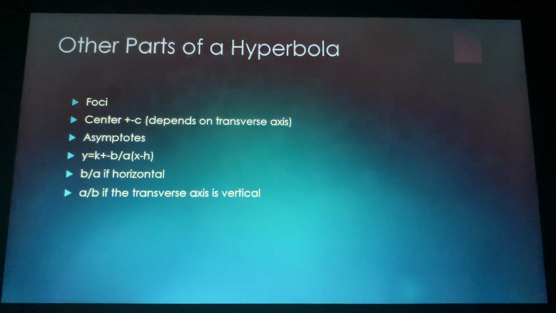The equations for the asymptotes are y equals k plus or minus b over a times quantity (x minus h). But it's only k plus or minus b over a if it's horizontal. You'll switch b over a with a minus b over a if it's vertical. So as we've seen, a big part of these graphs is identifying whether they are horizontal or vertical.